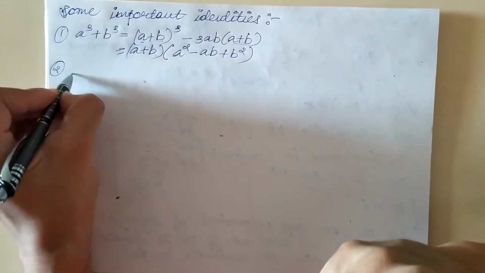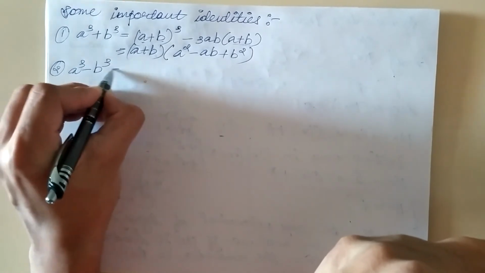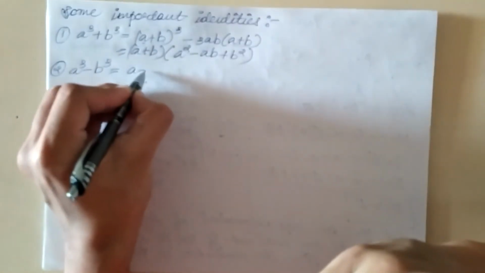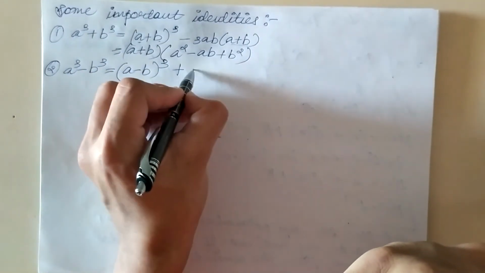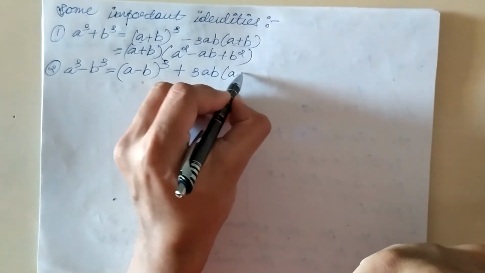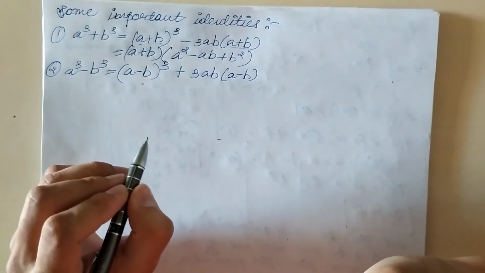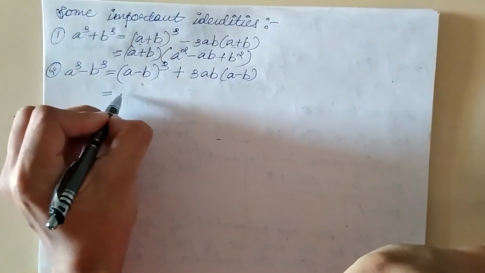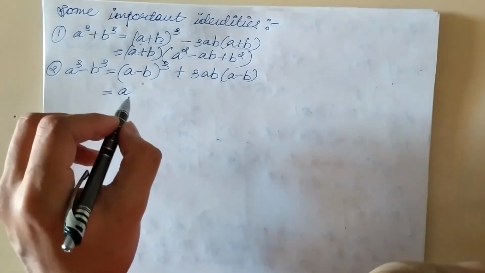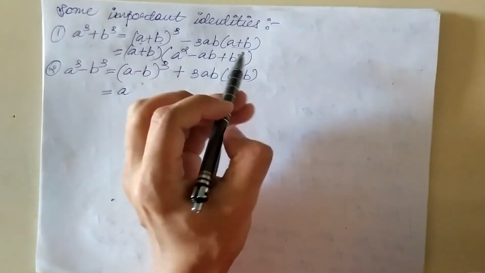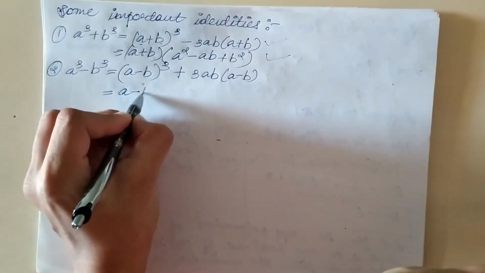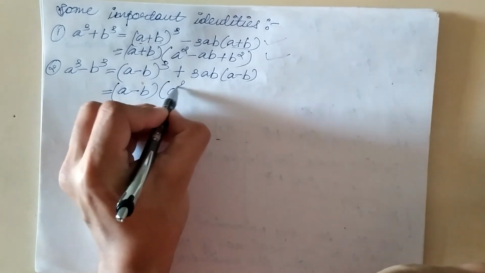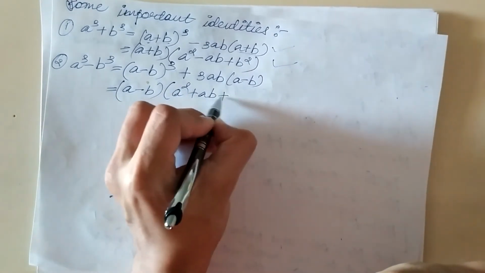And similarly, a cube minus b cube is (a minus b) whole cube plus 3ab into (a minus b). And that can be simplified too, or this is just another form of this identity. So depending on the type of question, you can use either this or this: (a minus b) into (a square plus ab plus b square).